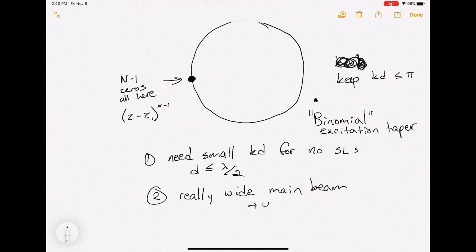So usually you just choose the spacing to be equal to half a wavelength. And that gets you the narrowest main beam and the most directivity that you can actually achieve and still have no side lobes.